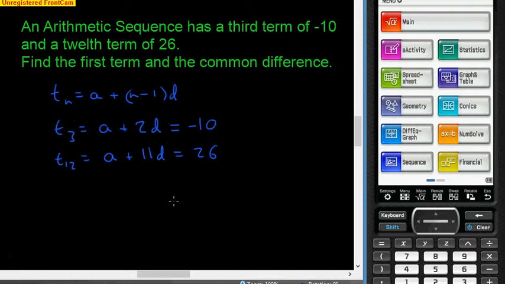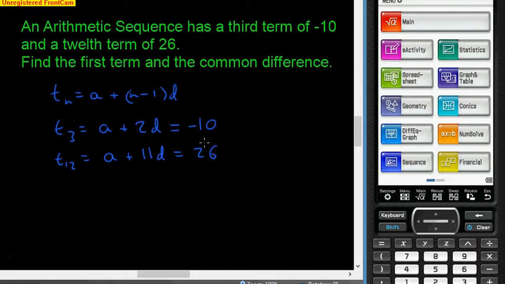So there's our two equations from the information they've told us, and we have to work out what a and d are, a the first term, d the common difference. And we're going to solve these simultaneous equations. Now you can do these algebraically, or you can do them using the calculator. So I might do both methods, and we'll see where we go from there.